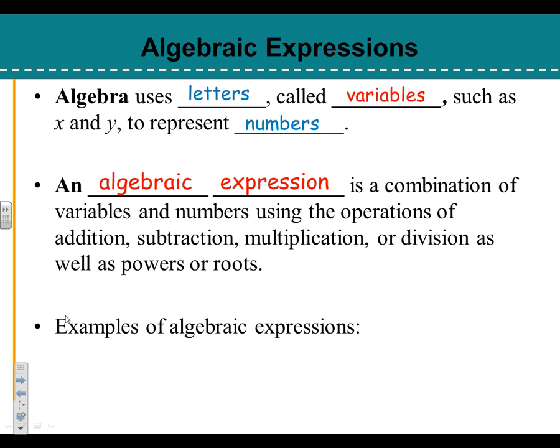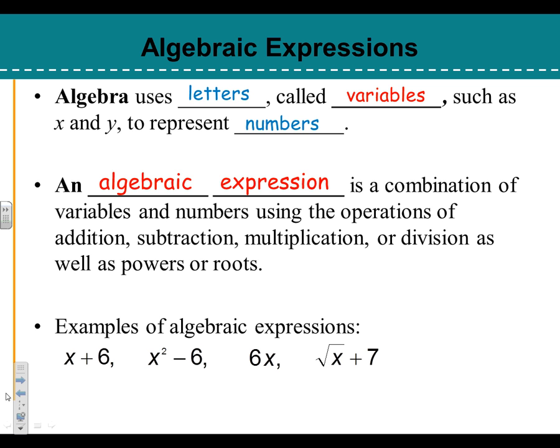So examples of algebraic expressions. We have an addition of a variable and a number. We have subtraction of a variable with a power and a number. We have multiplication of a number and a variable. Remember, if you don't see a symbol between two things, it means multiplication. And then we have another addition example. This time the variable is a root, and then we have a number being added to it.